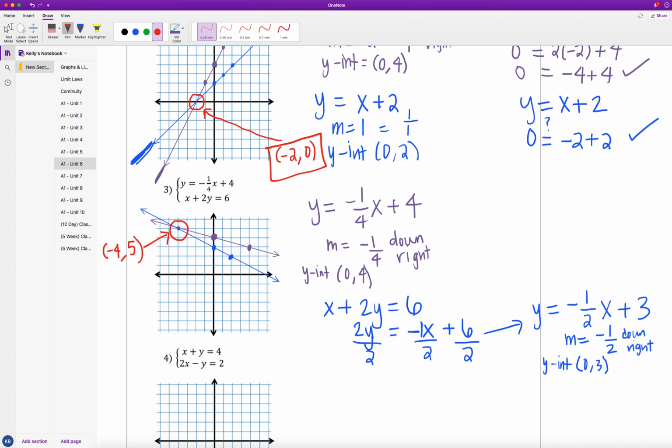Now we could check this, it will work. I think it would be a great idea for you guys to pause the video right now and check to make sure that negative 4, 5 does indeed work and is a solution in both of those equations.